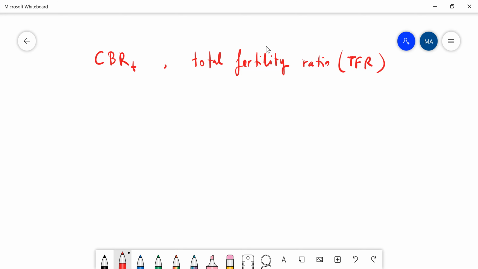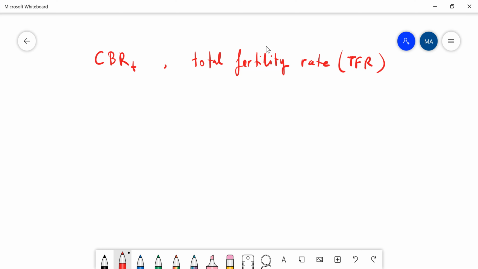Now, what is that? Well, or total fertility rate. I'm totally confused now. I think it's total fertility rate. Sorry, as a specialist in this field, I shouldn't be confused, but in the meantime, I was thinking about the Turkish translation. But anyhow, yes, it's total fertility rate.